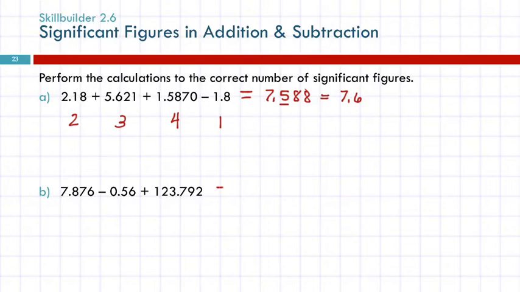Let's do this one. 7.876 minus 0.56 plus 123.792. Calculator says 131.108.